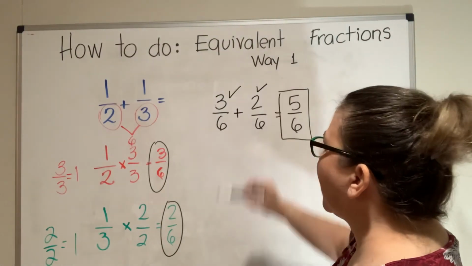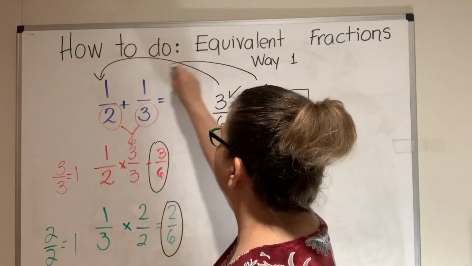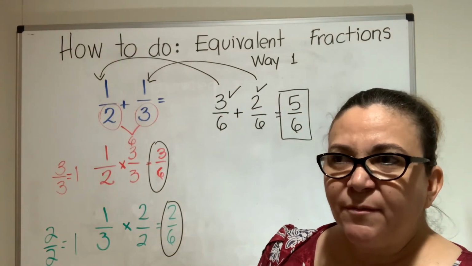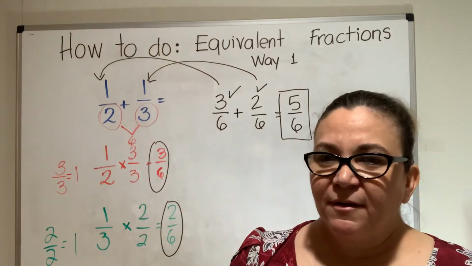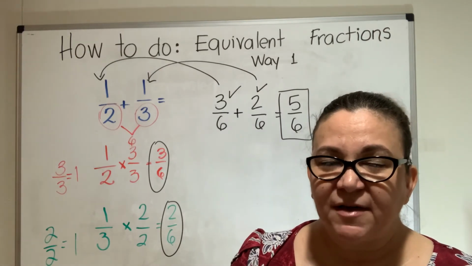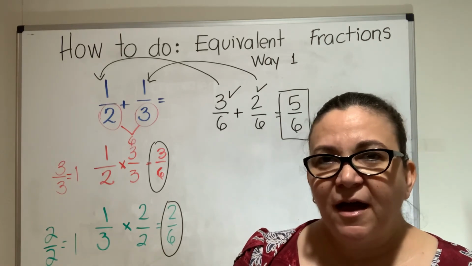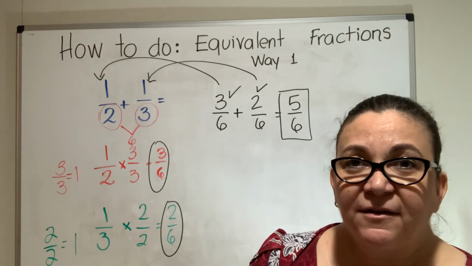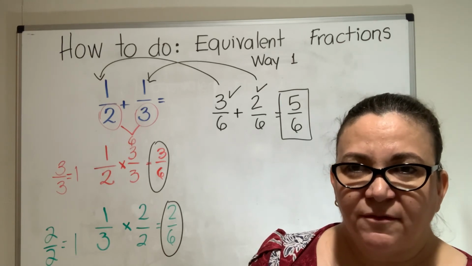These two are equivalent fractions to my beginning two fractions. The last step would be to simplify the final fraction, but I don't need to do that because I cannot simplify 5 and 6. They are not multiples of each other in the first place, and they are small numbers too. So that's it. That's the end of my equivalent fraction solving addition.